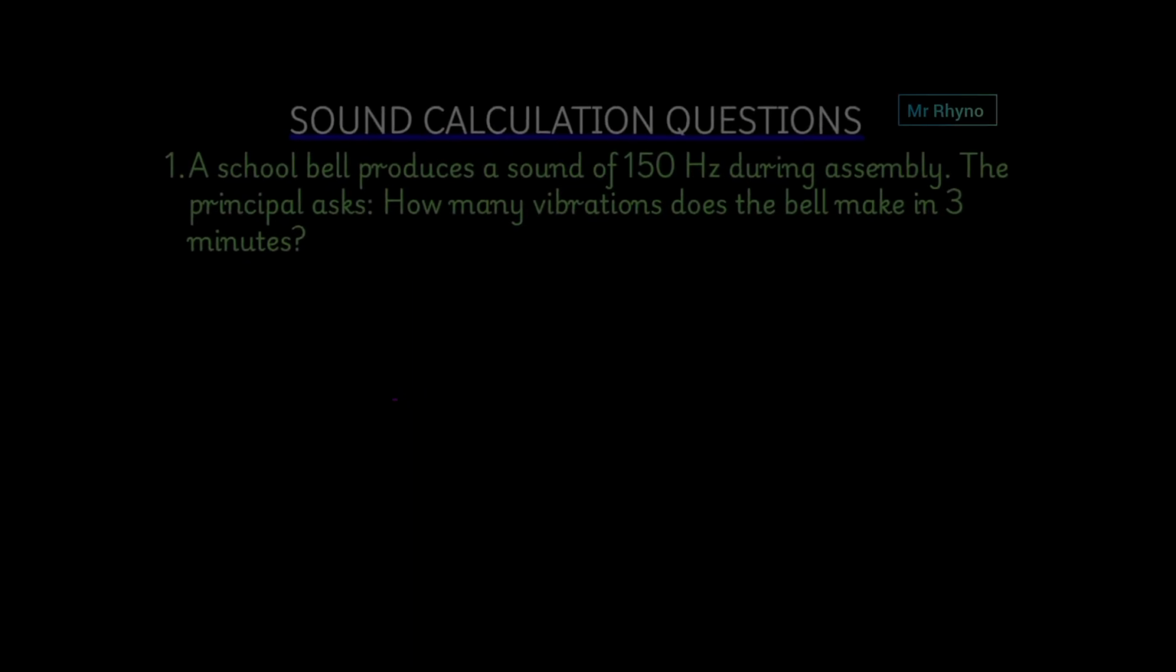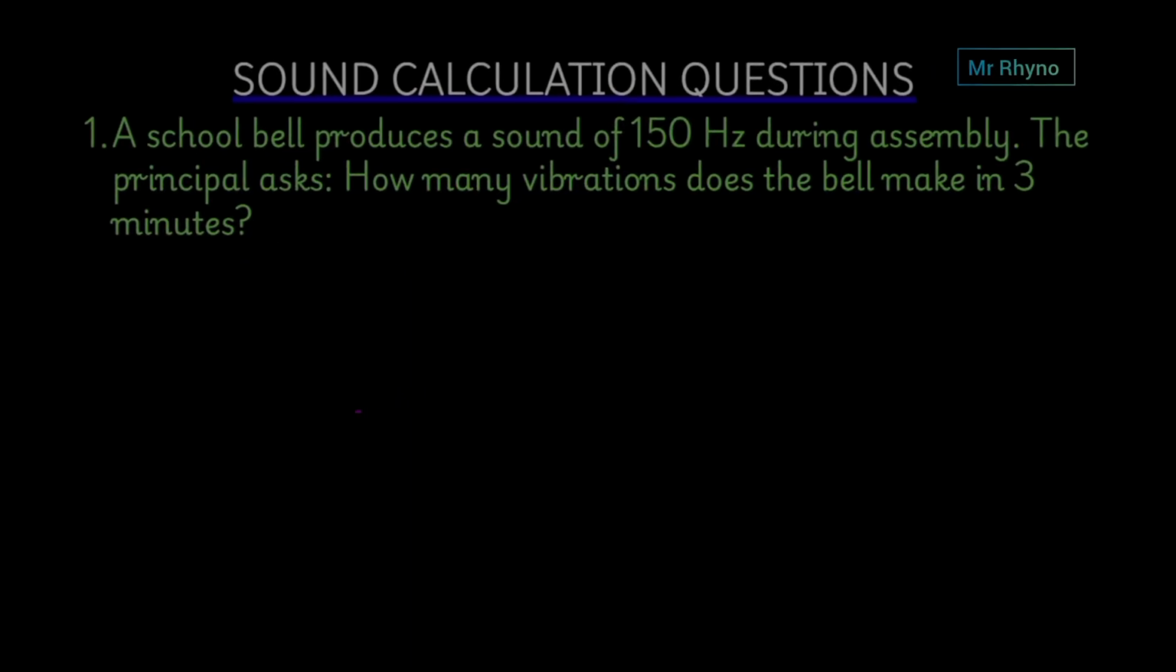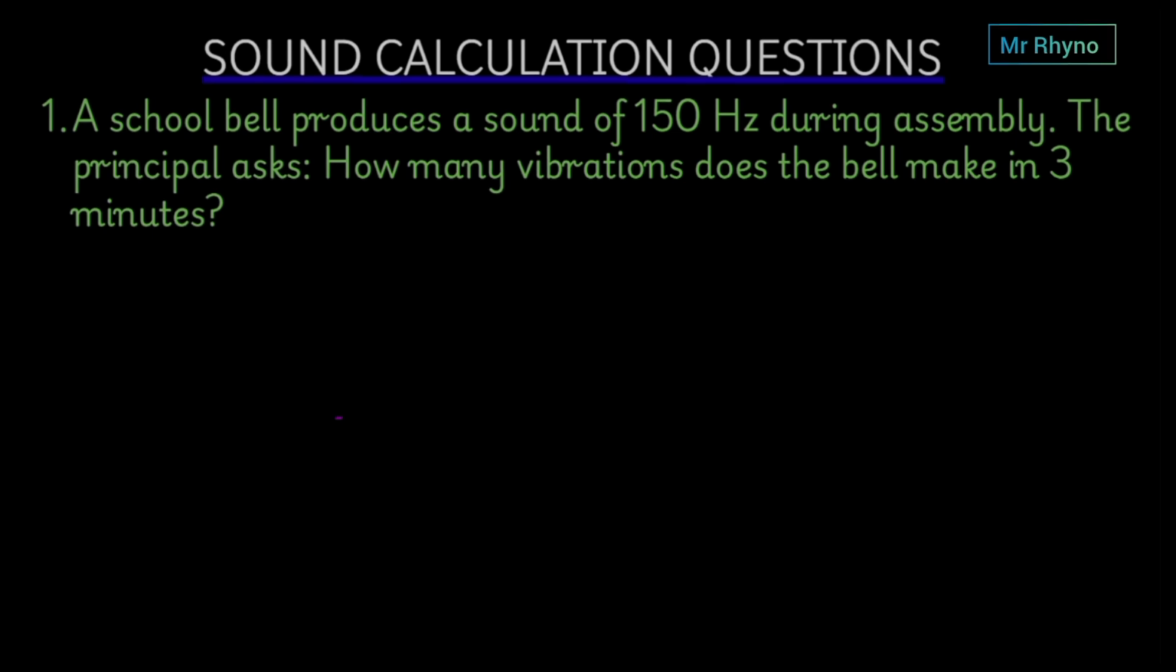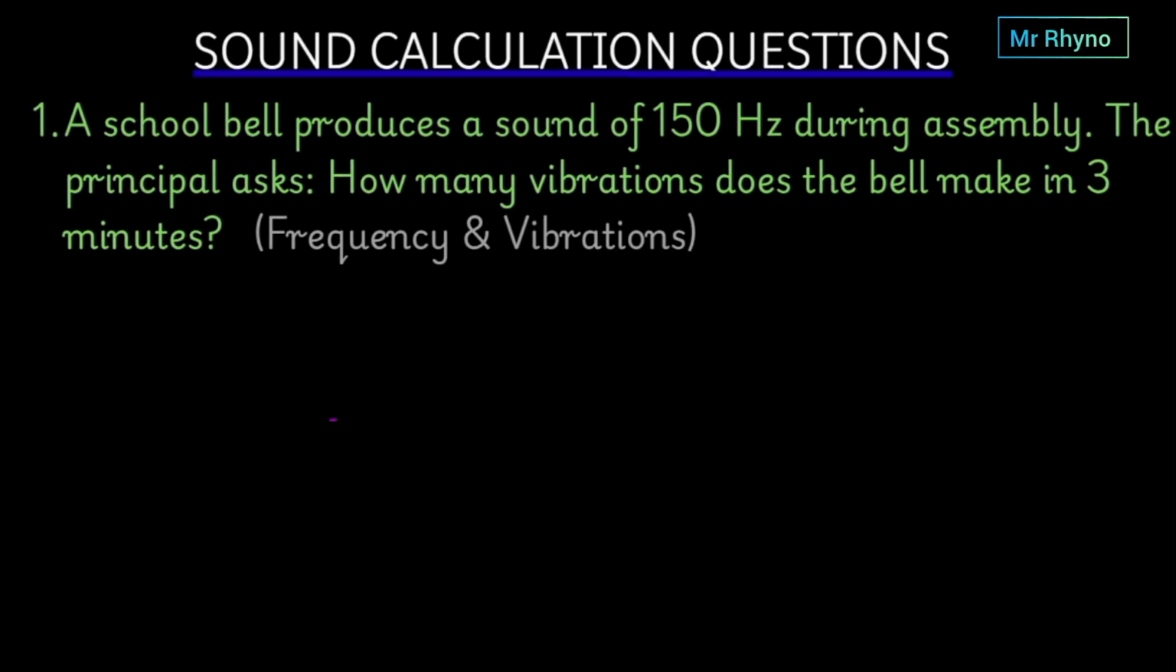The first question: a school bell produces a sound of 150 Hz during assembly. The principal asks, how many vibrations does the bell make in 3 minutes? This is a question on frequency and vibrations. First, we write the information given. We are given the frequency as 150 Hz. So our F is 150 Hz and the time is given as 3 minutes. So our T is 3 minutes.